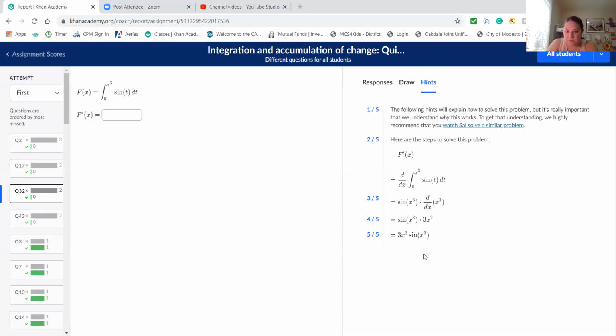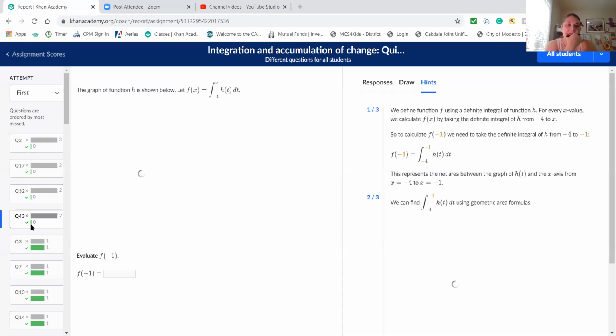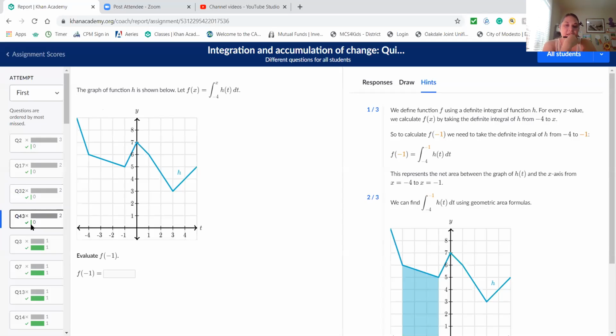3x squared, right? X cubed. 3x squared times sine x cubed. Let's take a look at the next question. That was missed by 2 people. And you're going from -4 to -1.